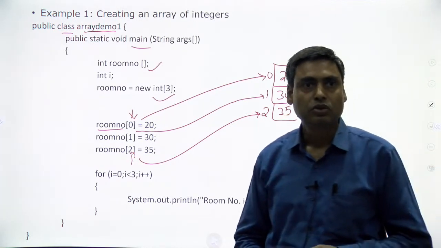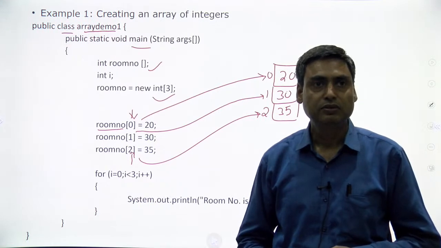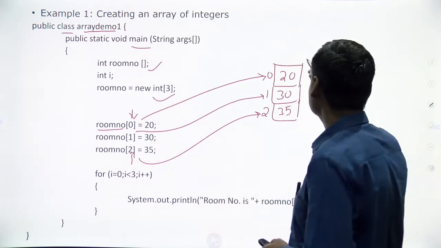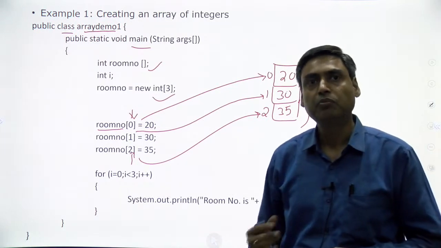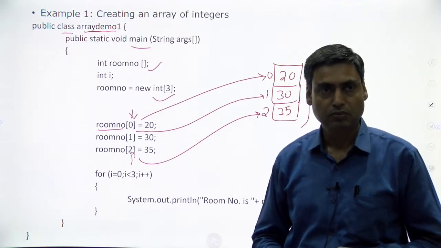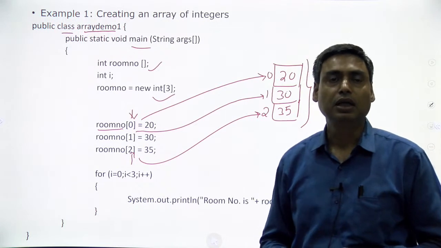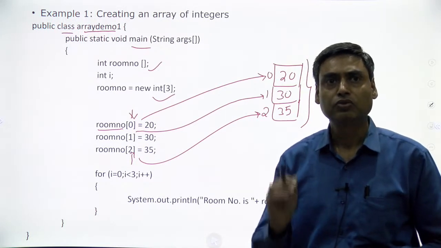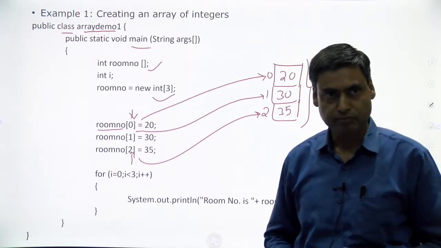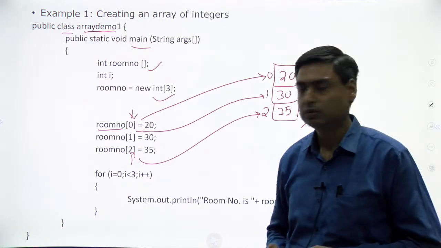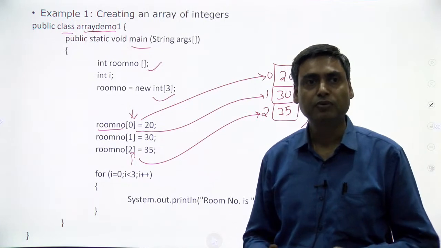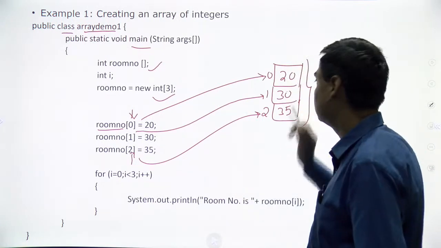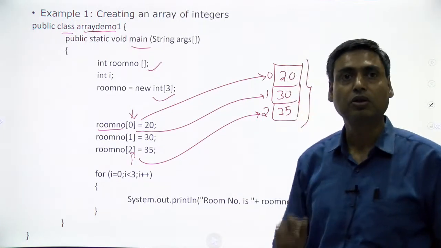So our understanding is that an array is a single variable, and in a single variable we have multiple locations. The only important part is that all the locations should be of similar type. This is a very important part. Now what is the advantage? With the help of a for loop you can access all the locations of a single variable.